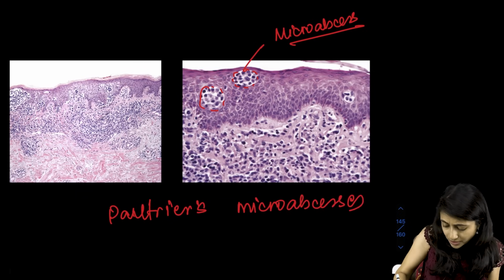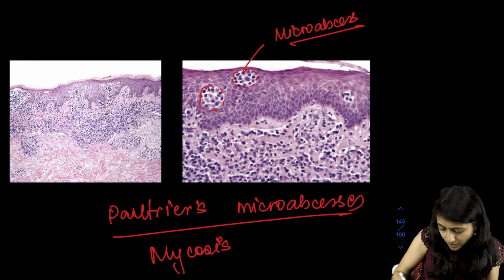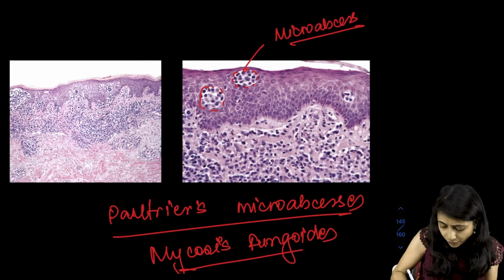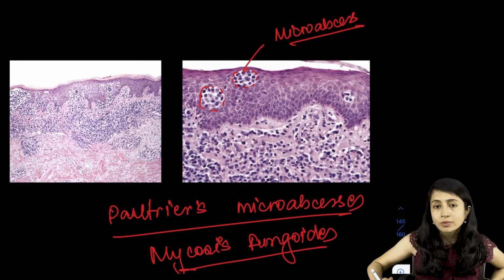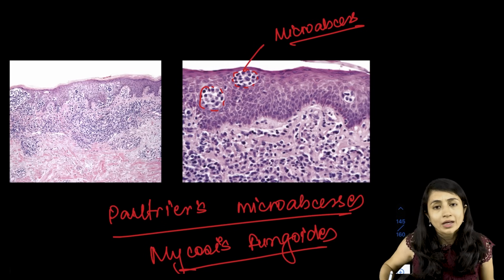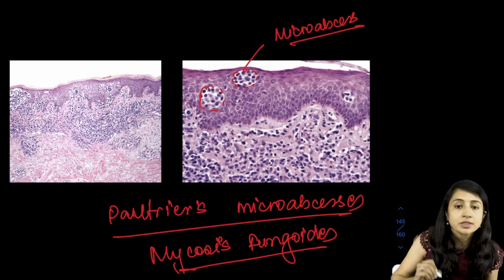These are Potter's microabscesses, and you see it in mycosis fungoides, which is a type of cutaneous T-cell lymphoma. Typically presents on the limb girdle. It can start with macules and go on to form papules, plaques, and nodules. So mycosis fungoides has Potter's microabscesses.